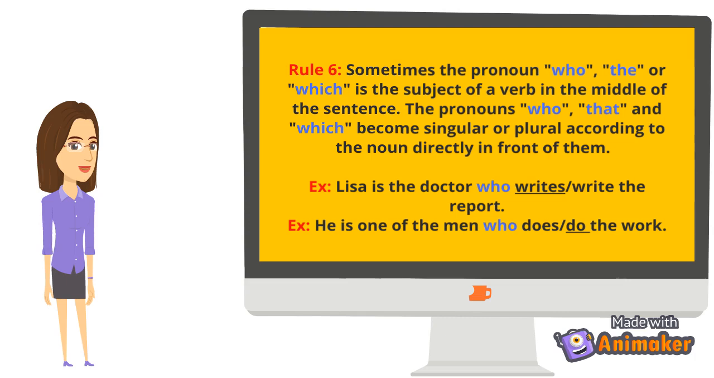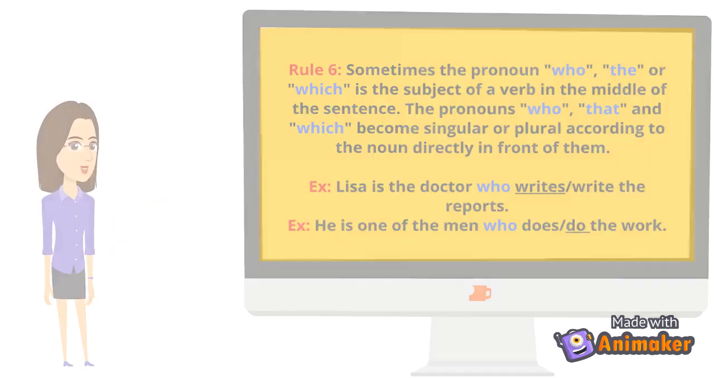Example: Lisa is the doctor who writes the reports. Here, the word in front of who is doctor, which is singular, therefore use the singular verb writes. Another example: he is one of the men who do the work. Here the word in front of who is men, which is plural, therefore use the plural verb do.